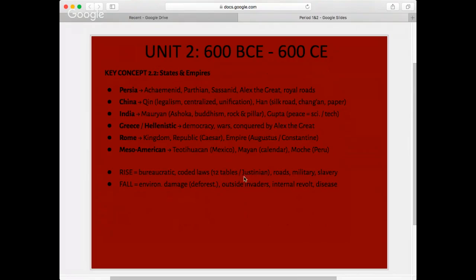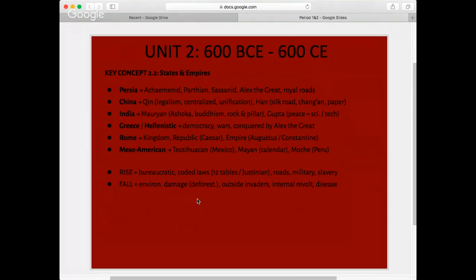So some examples of that would be like Justinian's law code, except no, Justinian's is not until period 3. That was a typo. But anyways, they codified their law codes. A lot of them built roads, they had militaries, they had slavery, and that's what allowed them all to rise as big empires. And then the reason that they all fall, a lot of them destroy the environment.